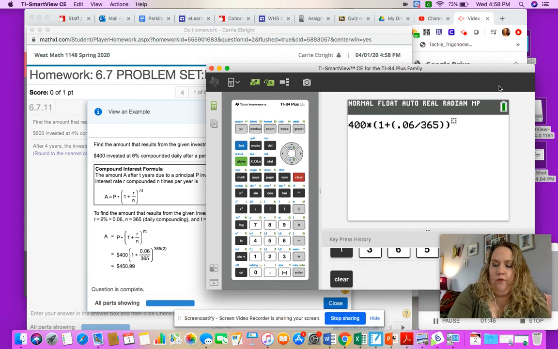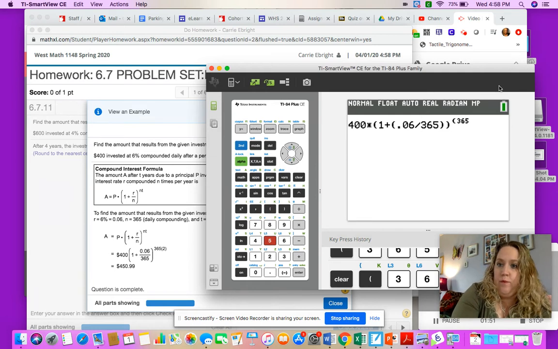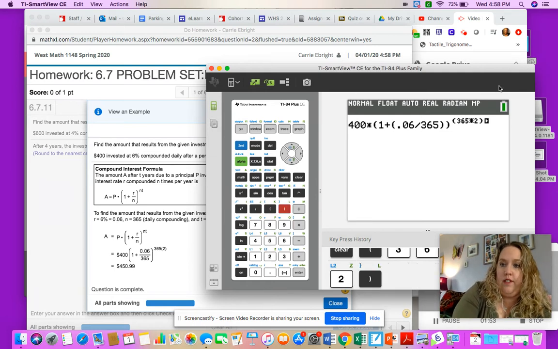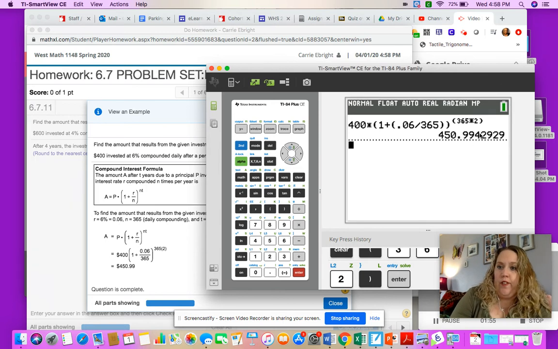Make sure that, why'd that erase? 365 times 2. Put that in parentheses. And you see we get 450.99, just like the example did.